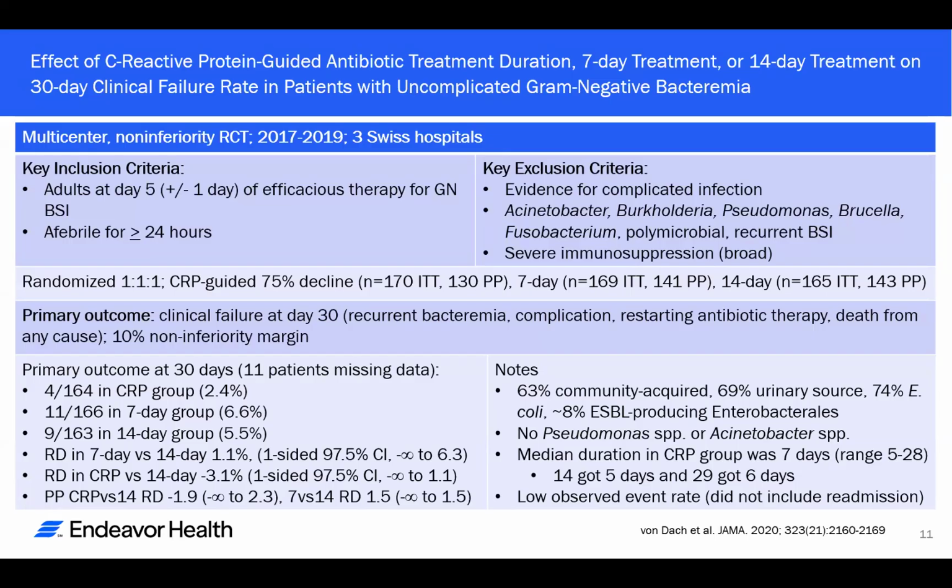Again here, a very large number of urinary infections, a very large number of E. coli, followed closely by intra-abdominal and Klebsiella, similarly to the previous trial. What I want to point out here is very interesting. In that CRP group, 7 days was the typical median duration, but it ranged from 5 to 28 days. So there were actually 14 patients that got 5 days of therapy and 29 that got 6 days of therapy. So this opens the door to the question: can we go lower than 7? Which is interesting. They did have a lower observed event rate than the previous trial, but they did not include readmissions, so that was probably the reason for that.